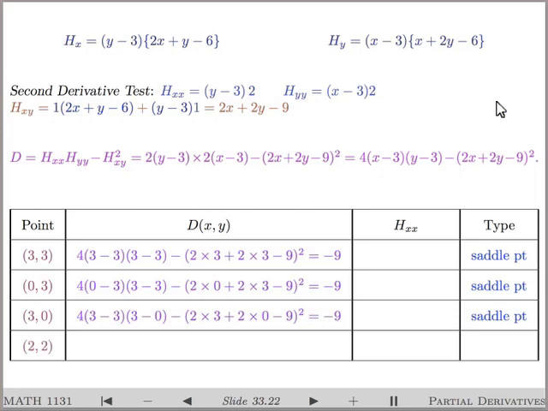Now we come to the fourth, 2, 2. But this time, the discriminant is positive because I get 4 minus 1 squared. Since it's positive, it's a relative extremum. To determine whether it's a relative max or relative min, we have to look at hxx, which is y minus 3 times 2. If x is 2 and y is 2, that will be -2. Since the discriminant is positive but hxx is negative, that's a relative maximum. This concludes this example.